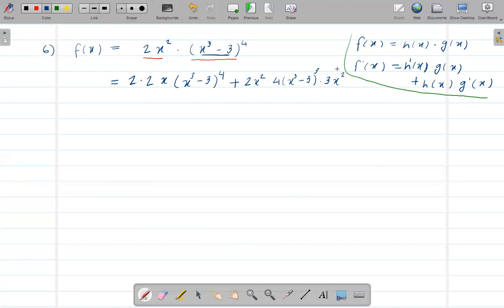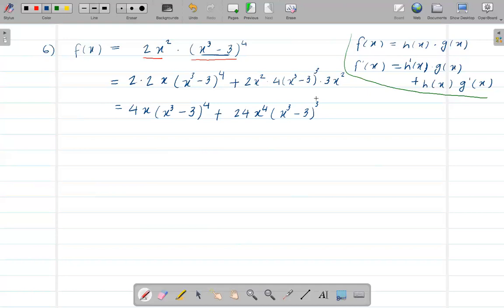All right, so that's the idea. Now we just have to rearrange our answer, or combine anything if we can. So let's see. Here, 4x times x cubed minus 3 to the power 4. That's the first part. For the second one, all of these are multiplying. So 2 times 4 is 8, 8 times 3 is 24, and x squared times x to the power 4, times x cubed minus 3 to the power 3.